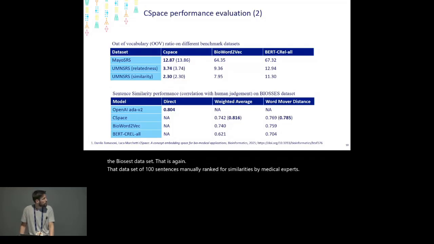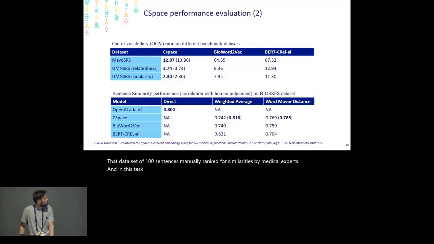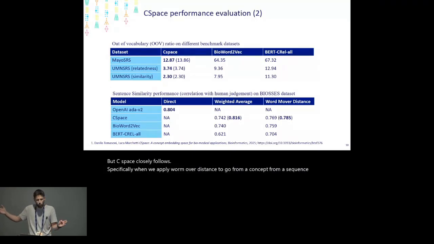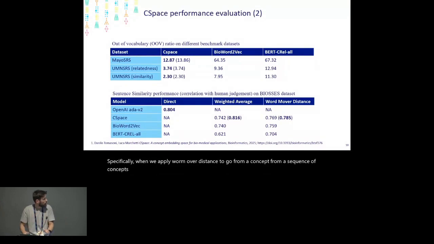And in this task, OpenAI ADA2 won, but CSpace closely follows, specifically when we apply word mover's distance to go from a sequence of concepts to a single sentence embedding. And if you look at it, the difference in performance is less than 5%.